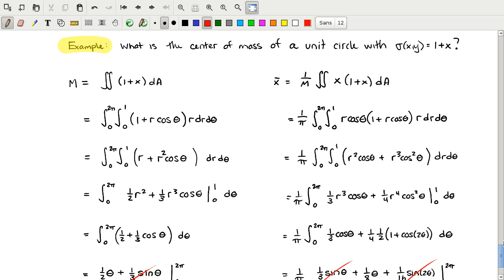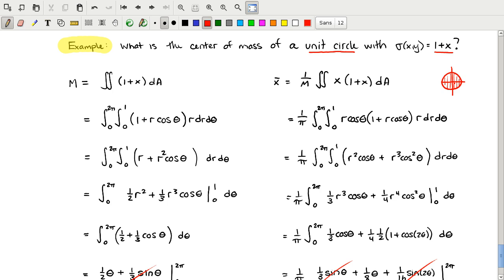We have a unit circle whose density has the functional form 1 plus x. So we have our circle, and the density is 1 plus x. Over here at x equals -1, the density is 0, and the circle gets more and more dense as we work our way toward x equals 1. So more of the mass is going to be on the right-hand side. We would expect the center of mass to be over here on the right-hand side.